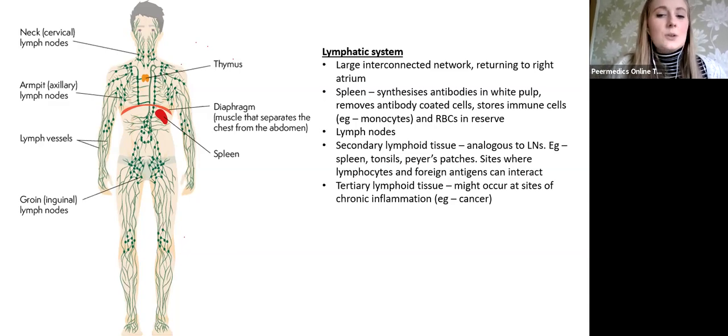And then you can get this thing called tertiary lymphoid tissue as well, which is a bit of a fun fact, that any way you can get chronic inflammation, mostly with cancers, you can get this.